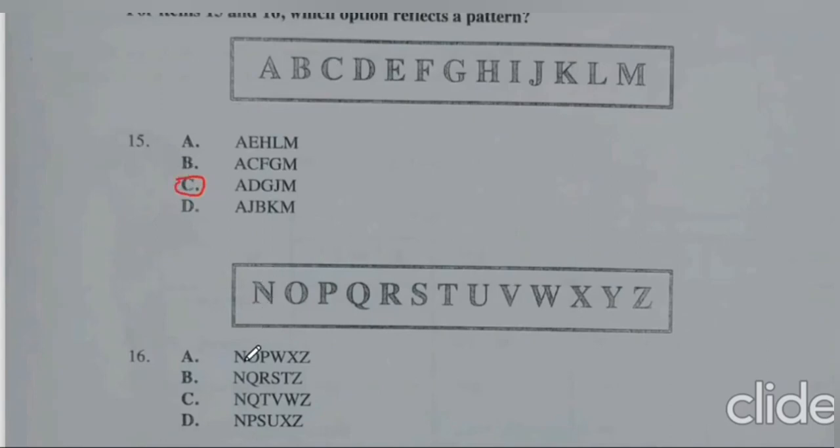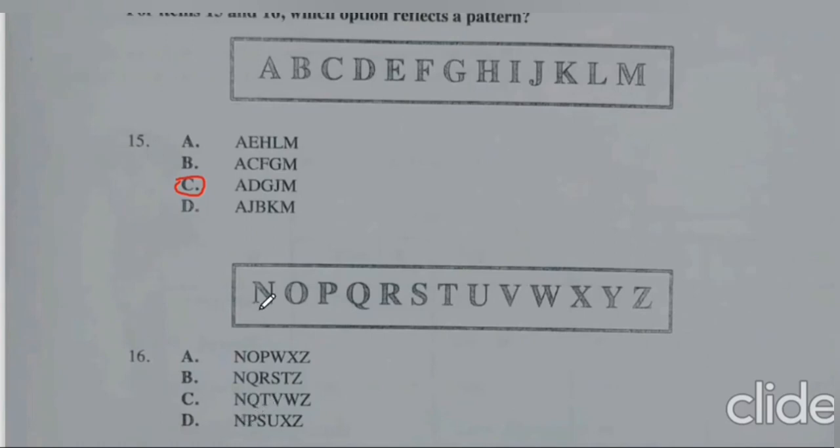Let's look at this one. The first option is N, O, P, then W, X, Z, not seeing a pattern. N, Q, R, S, T, Z, not seeing a pattern. N, Q, T, these are like 2 letters. I have 2 letters in the middle, so O, P, so Q, T. Then V is just 1 letter. I think we have broken that pattern.